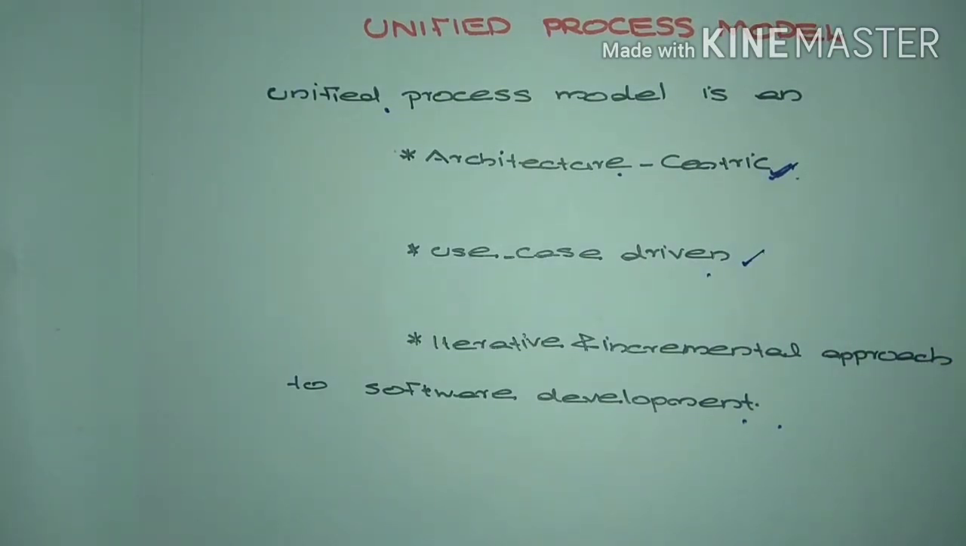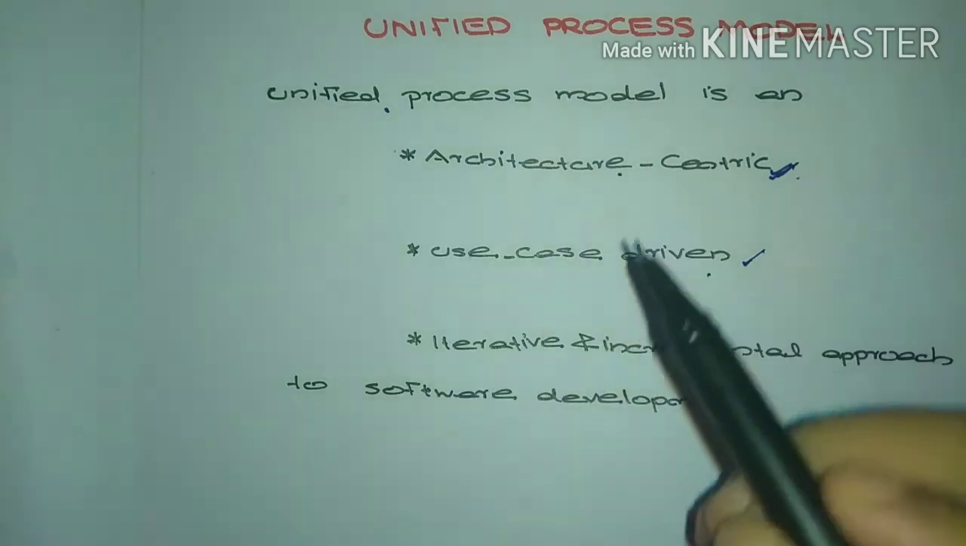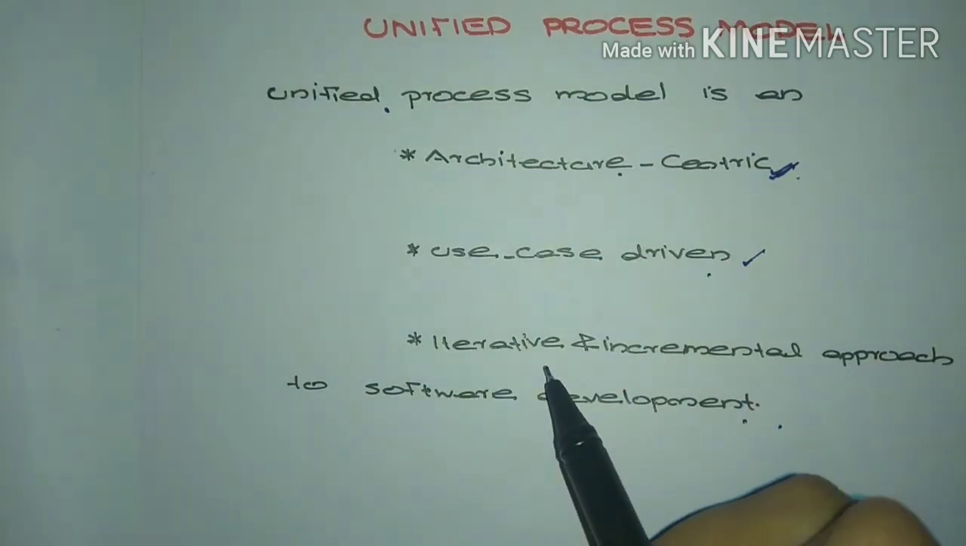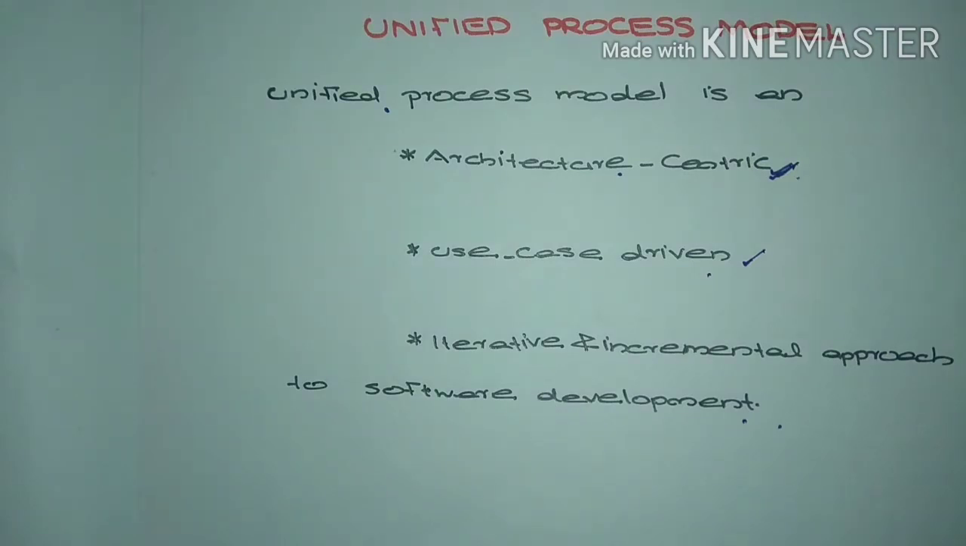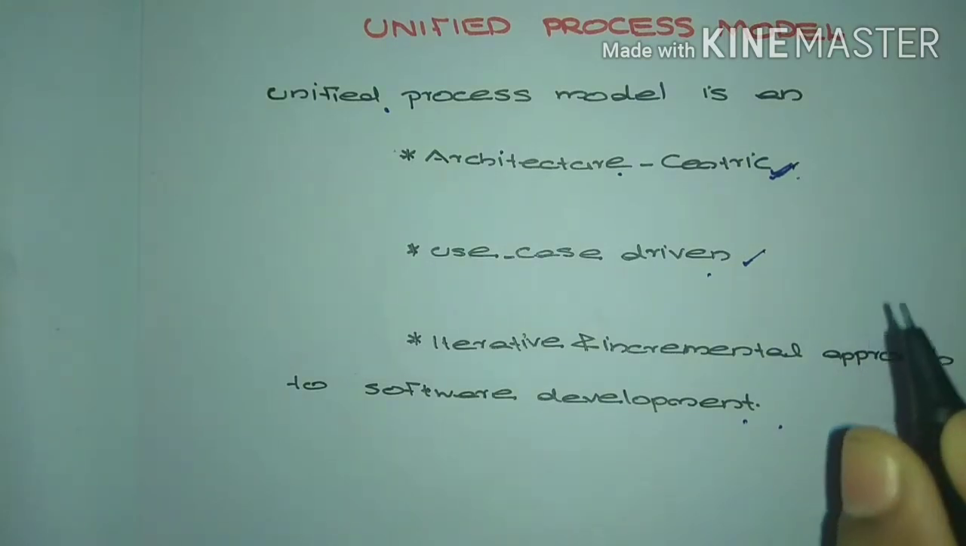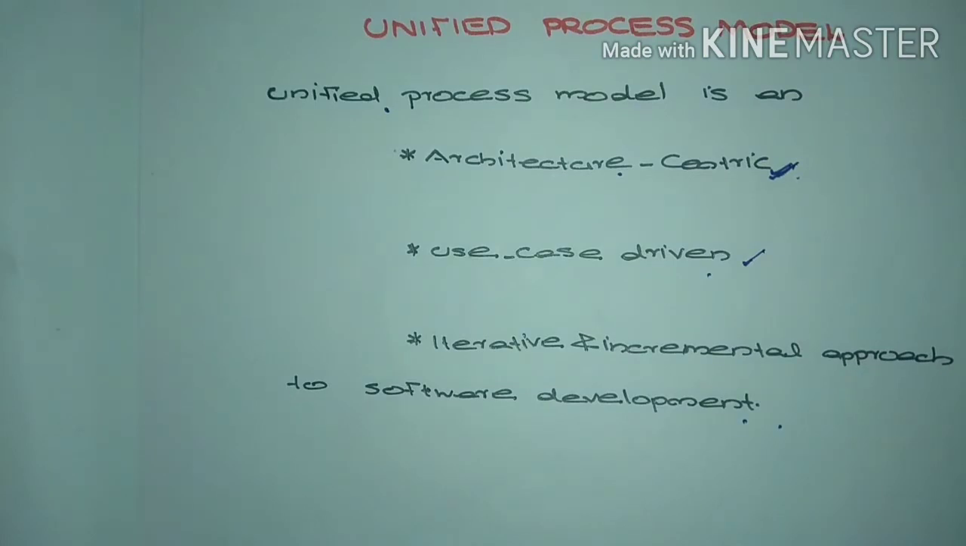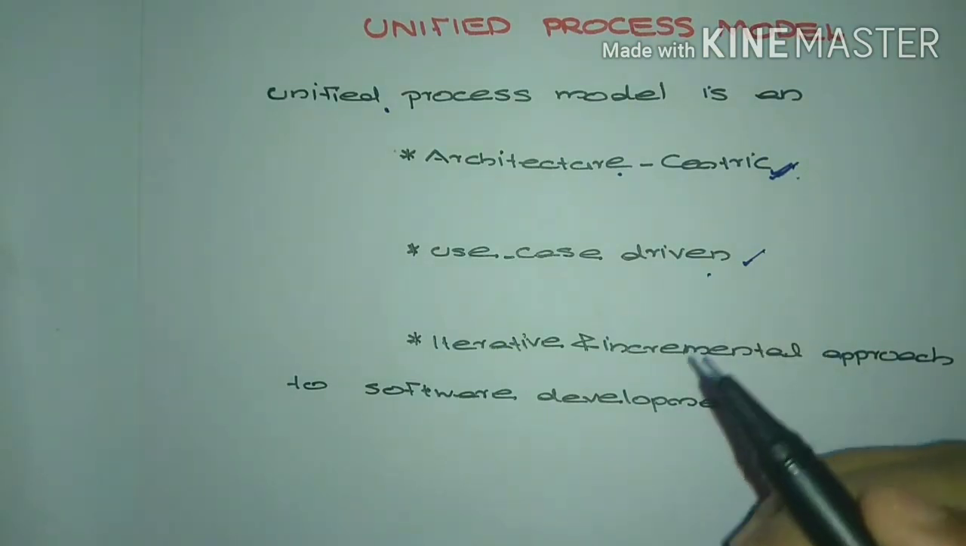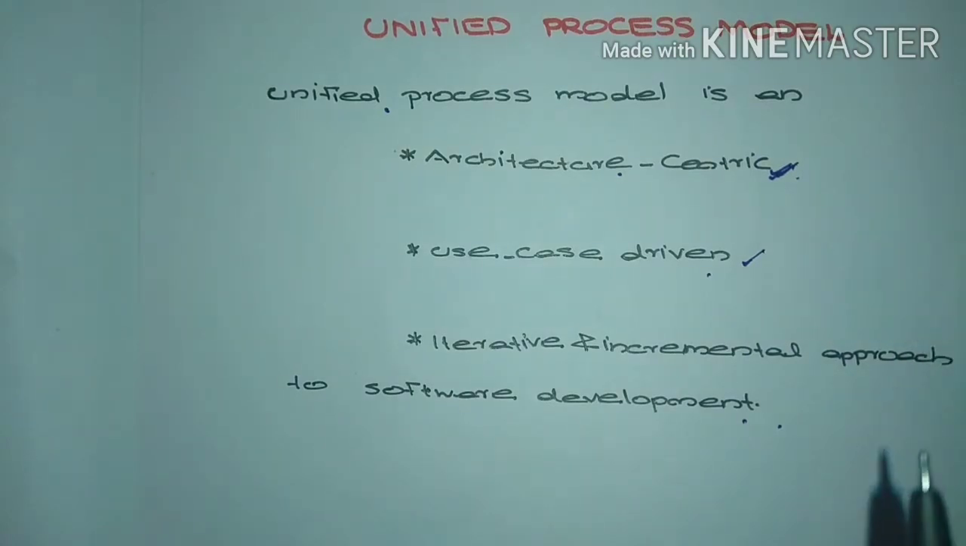Then the next one is iterative and incremental. What is iterative? Iterative means repetition. Whenever the phases and activities are there, as per the customer review, we again apply the iterative nature. If the customer is not satisfied, the process will be done again. This is what iterative means: the process will repeat.